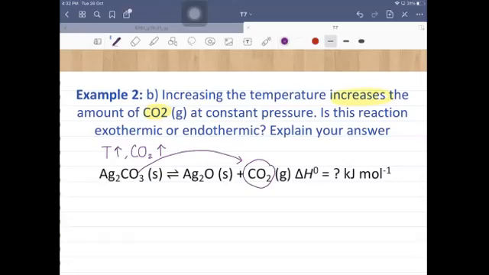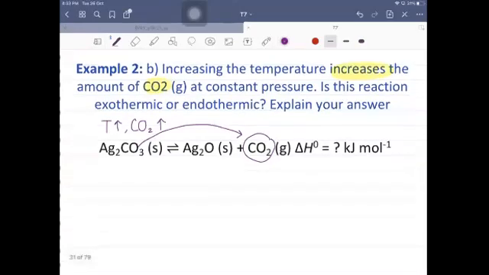That means the forward reaction must have been endothermic. Okay, because only endothermic reaction will be favored when there is a temperature increase, because what it does is that the endothermic reaction will take in, will absorb this additional heat.